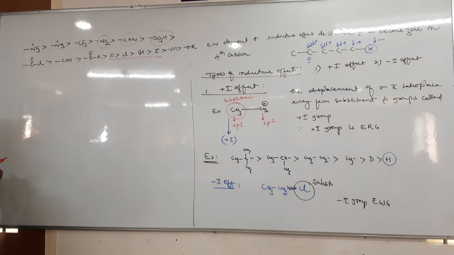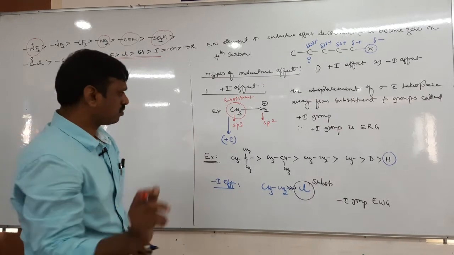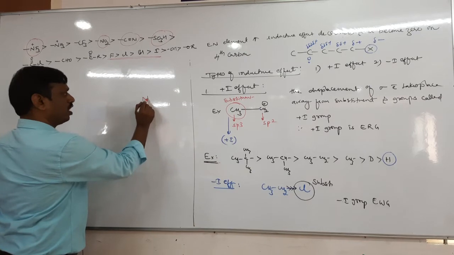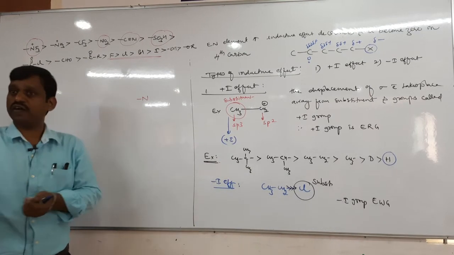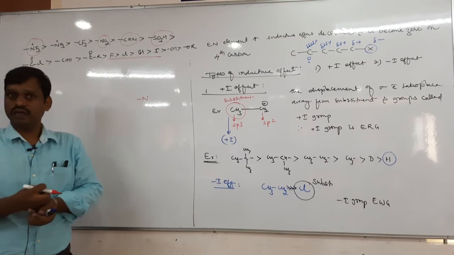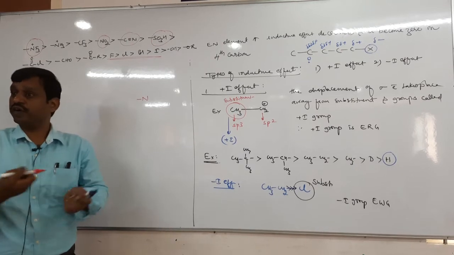Next, which is the highest? NF3 plus. Why does NF3 plus have the highest minus I effect? One, nitrogen usually has high electronegativity. It has the tendency to withdraw electrons, right? Minus I means it takes electrons, it withdraws electrons.